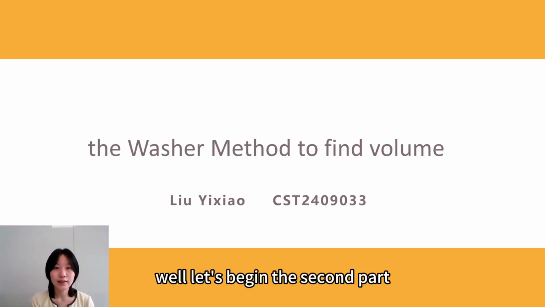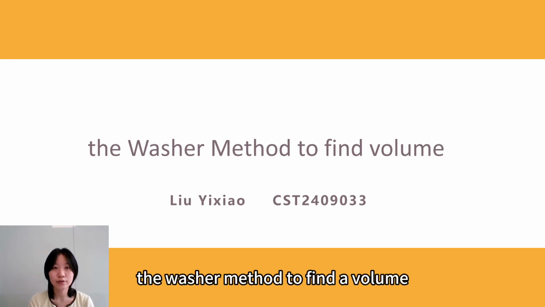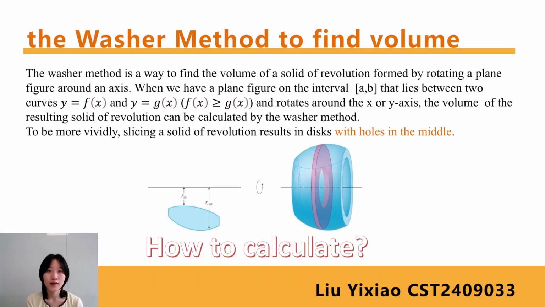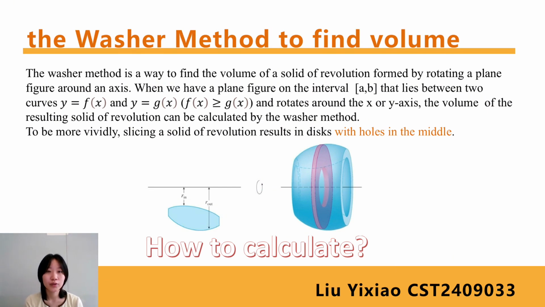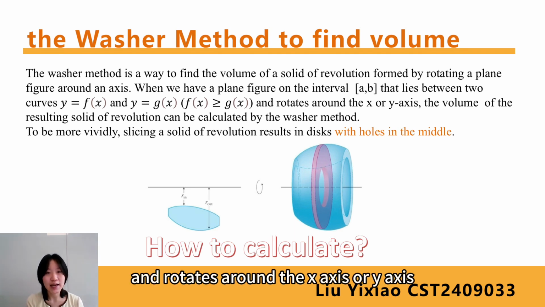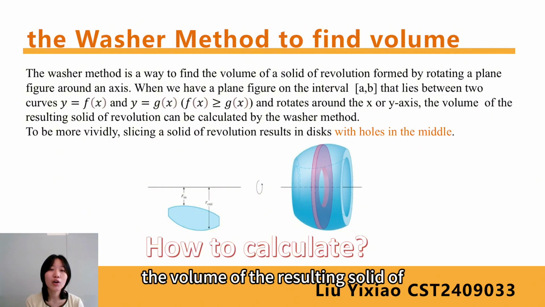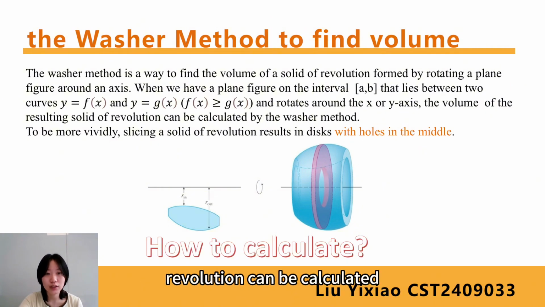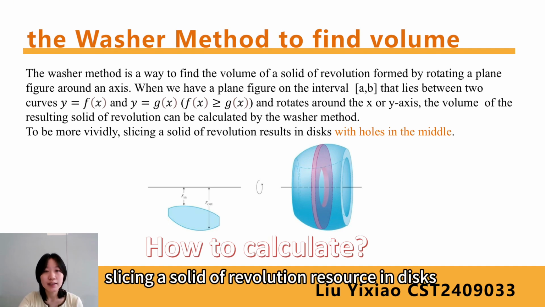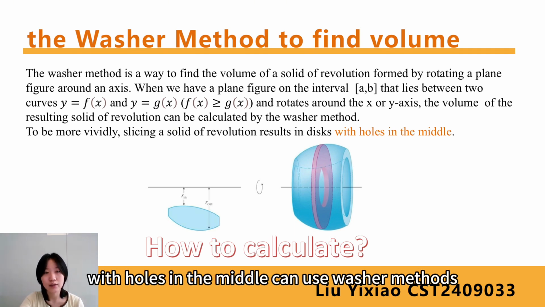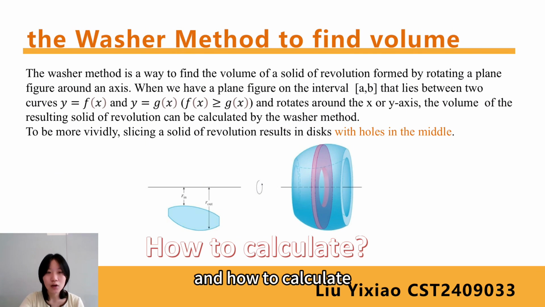Well, let's begin the second part, the washer method to find the volume. When we have a plane figure from a to b that lies between f of x and g of x, and rotates around the x-axis or y-axis, the volume of the resulting solid of revolution can be calculated by the washer method. To be more vivid, let's look at the picture below. Slicing a solid of revolution results in disks with holes in the middle, which can use washer methods. And how to calculate?